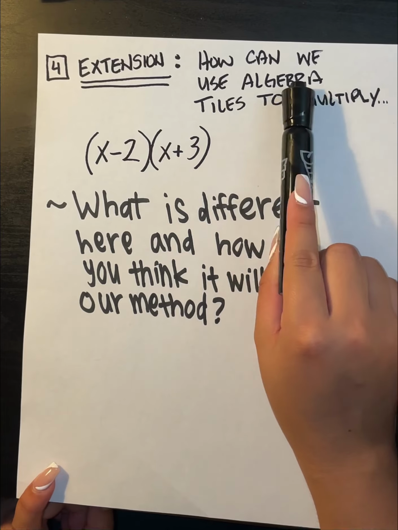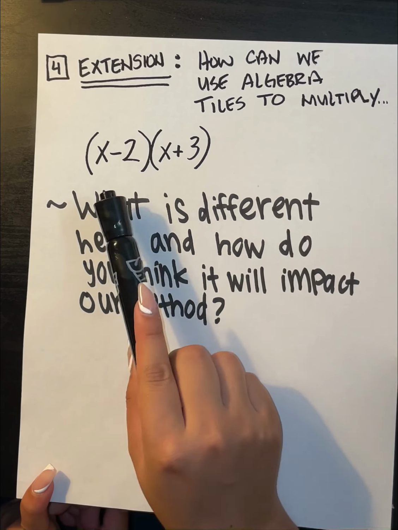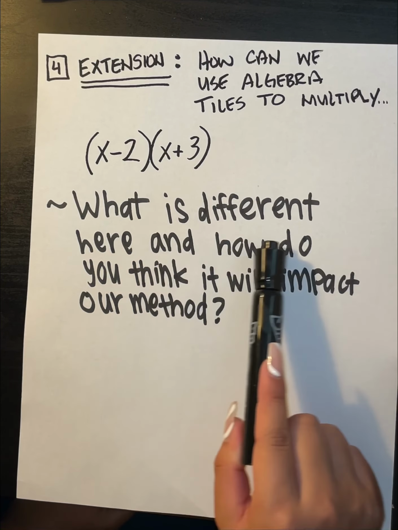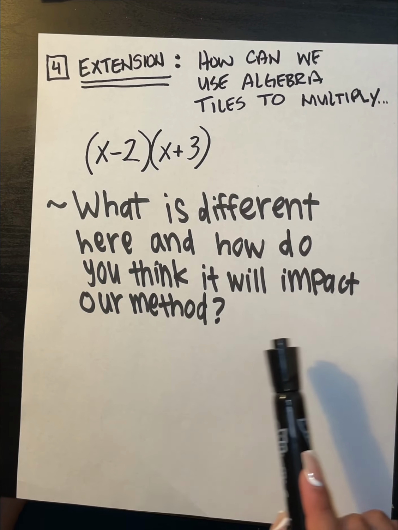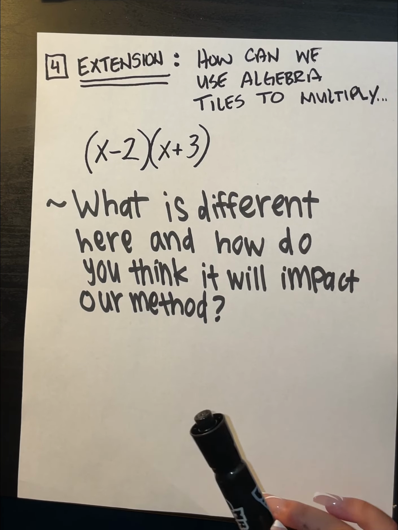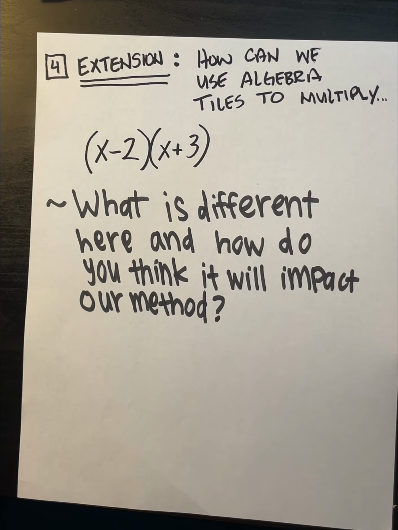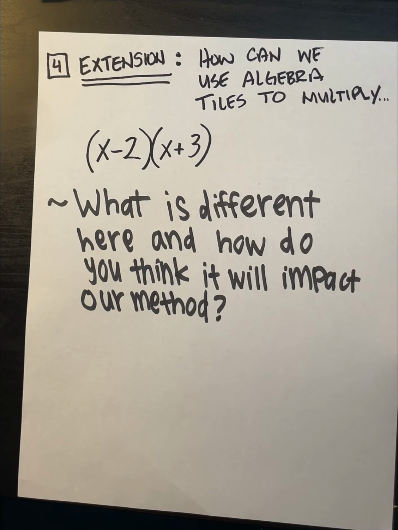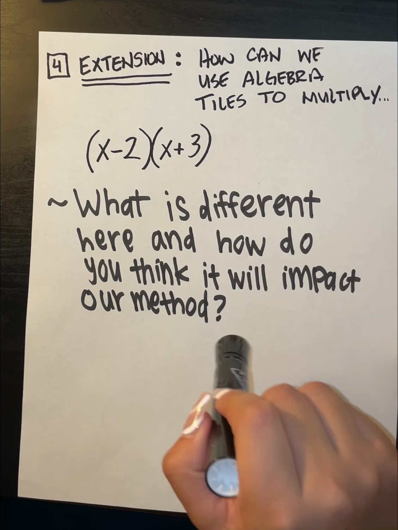Okay, so how can we use algebra tiles to multiply x minus 2 times x plus 3? So what is different here, and how do you think it will impact our method? So looking at what we did in questions 2 and 3, and then looking at these, what looks different? It might be hard to notice at first, but once you get it, you'll see right away what is different about it, and then you'll think, wait, how am I going to do that? So once you see it, we'll discuss that tomorrow, and I hope you found this helpful.